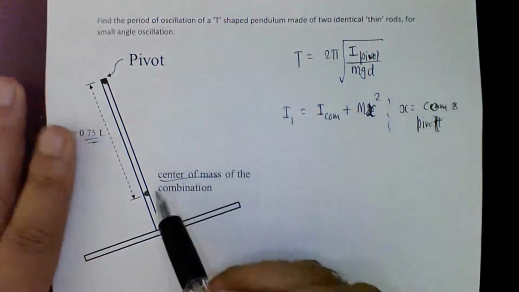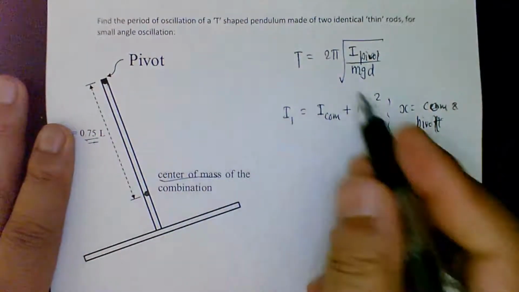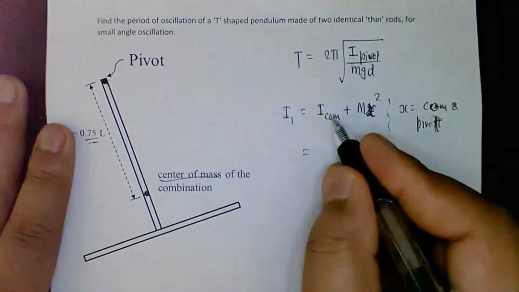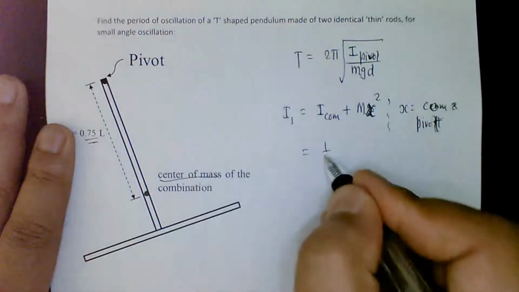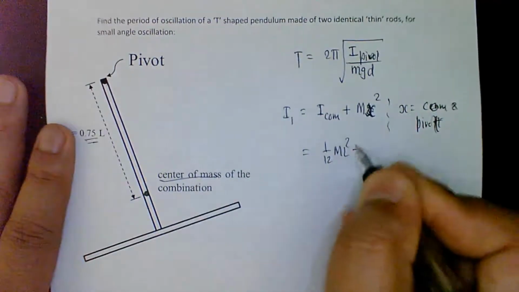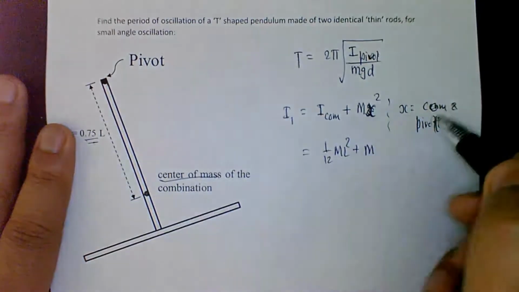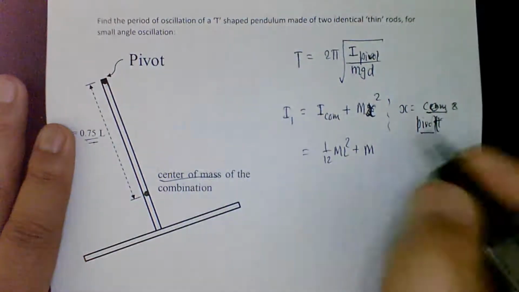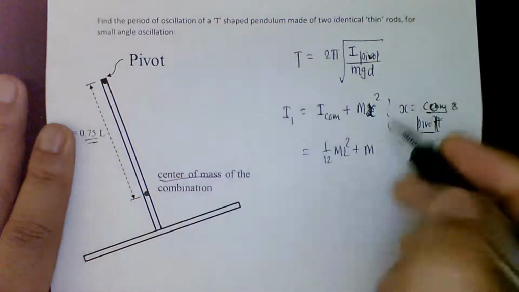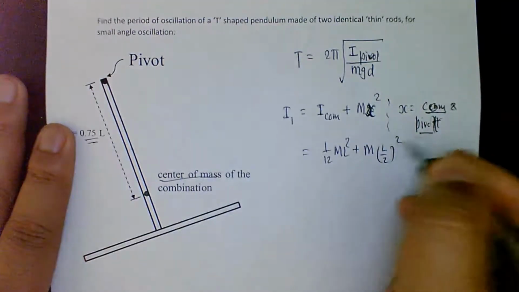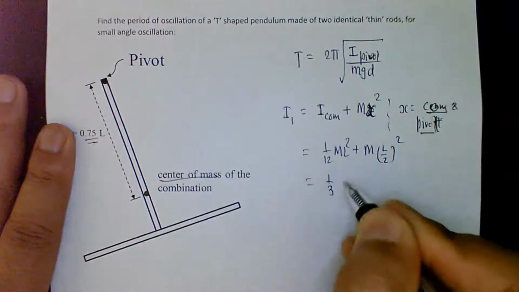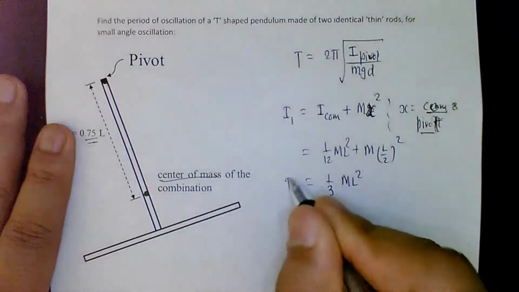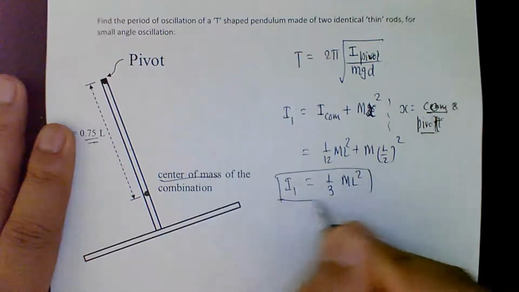We have to find the moment of inertia for both rods and combine. The moment of inertia about the center of mass for a thin rod is 1/12 m L square, plus m x square, where x is the distance between the center of mass and the pivot point, which is half the length for this rod. If you do that, you're going to get 1/3 of m L square. That's for the first rod.